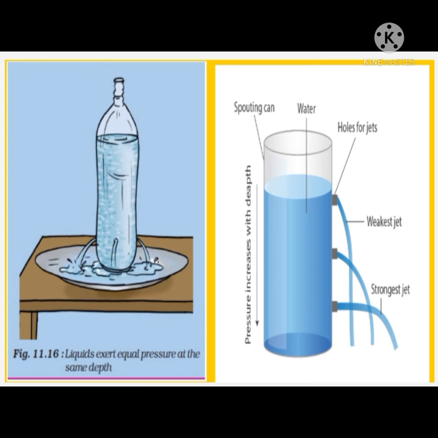What do you observe? Do the different streams of water coming out of the holes fall at the same distance from the bottle? What does this indicate? We can see that if the holes are at the same height from the bottom, the water coming out of the holes falls at the same distance from the bottle. So we can infer that liquids exert equal pressure at the same depth.